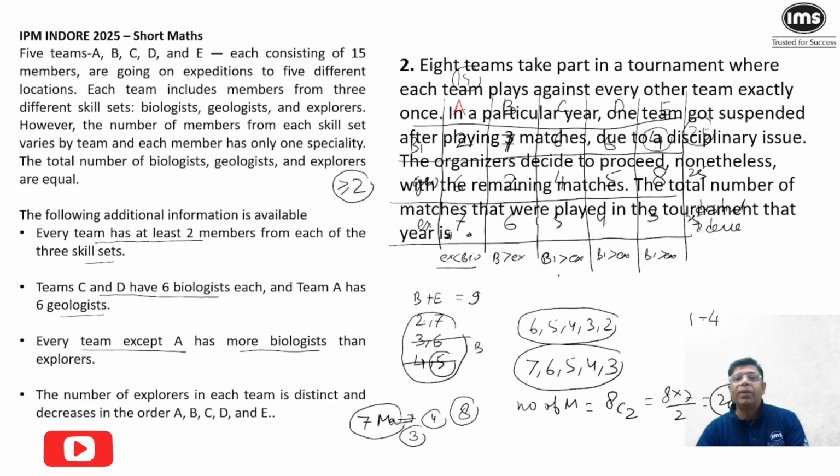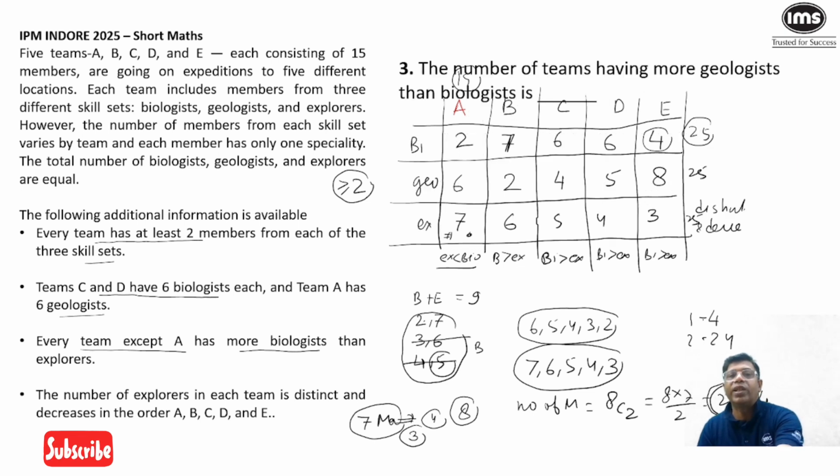Then the total number of matches that were played in the tournament. Had there been no disciplinary issue, the answer would have been 28. But since one team could only play 3 matches, its 4 matches are relinquished. So you can say 28 minus 4, 24 will be the correct answer for this question. So for question number 2, you can take the answer to be 24. Now in this set, the concept of games and tournament has been used. Let's go to the next question of this set.